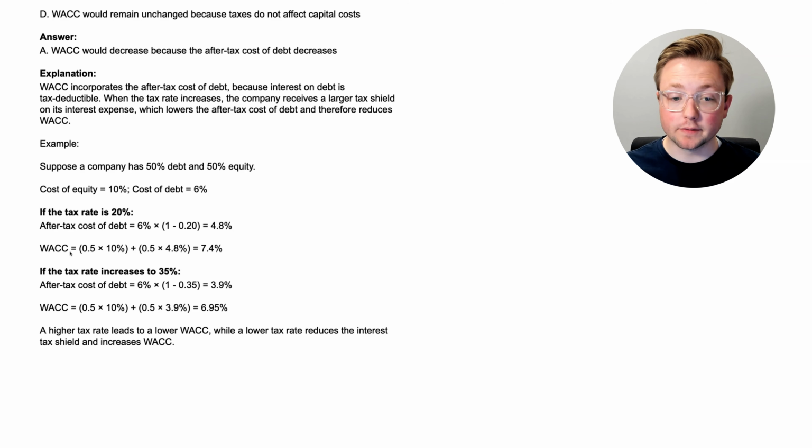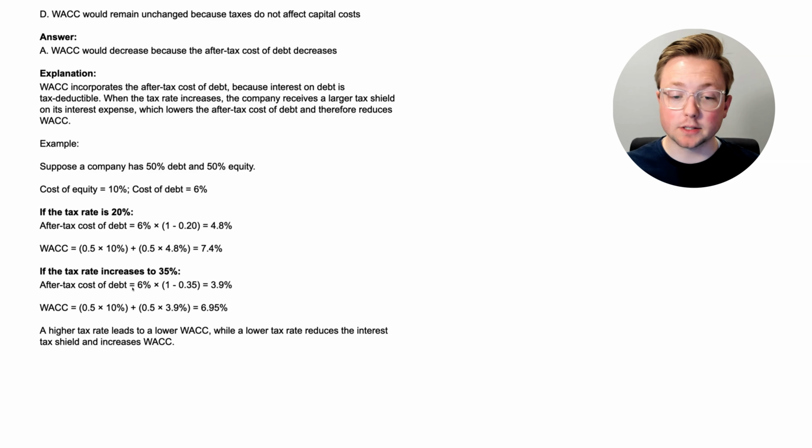So the weighted average cost of capital is you take the 50% equity multiplied by 10%, which is the cost of the equity, and then you add the 50% debt multiplied by the after-tax cost of the 4.8% cost of debt, and that gives you 7.4%. So this is if the tax rate stayed at 20%. But if it increased to 35%, we do the same thing.